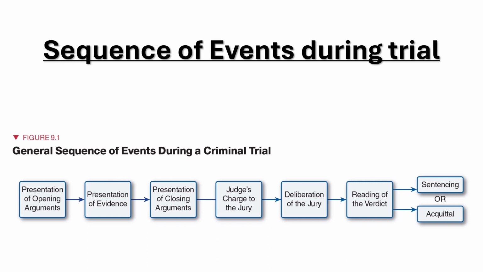Then you have closing arguments by both the prosecutor and the defense attorney. Then you have something known as the judge's charge to the jury. We'll talk about what that means, but essentially that's jury instructions. After the jury gets their instructions, they go into what are known as deliberations, where they go into a room by themselves and go over the case and determine whether there is guilt or innocence. Once they decide, there's a reading of the verdict, and if the defendant is found guilty, then there'll be a sentencing phase to the trial, or if the defendant is acquitted, which means not guilty, then that's where it ends.